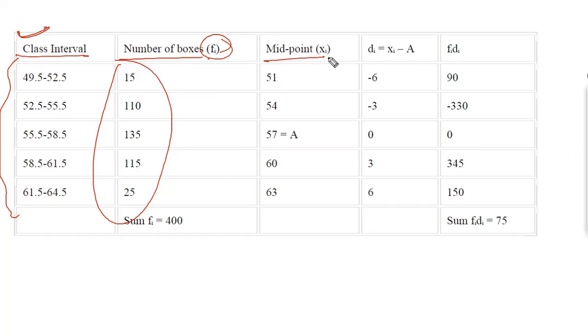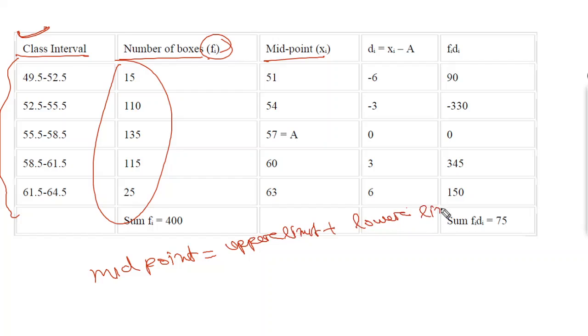Now you have to find the midpoint. Please write midpoint equals upper limit plus lower limit divided by 2. So 49.5 plus 52.5 divided by 2 will be equal to 51. Similarly, 52.5 plus 55.5 divided by 2 will be equal to 54. Similarly, you please find all the midpoints.